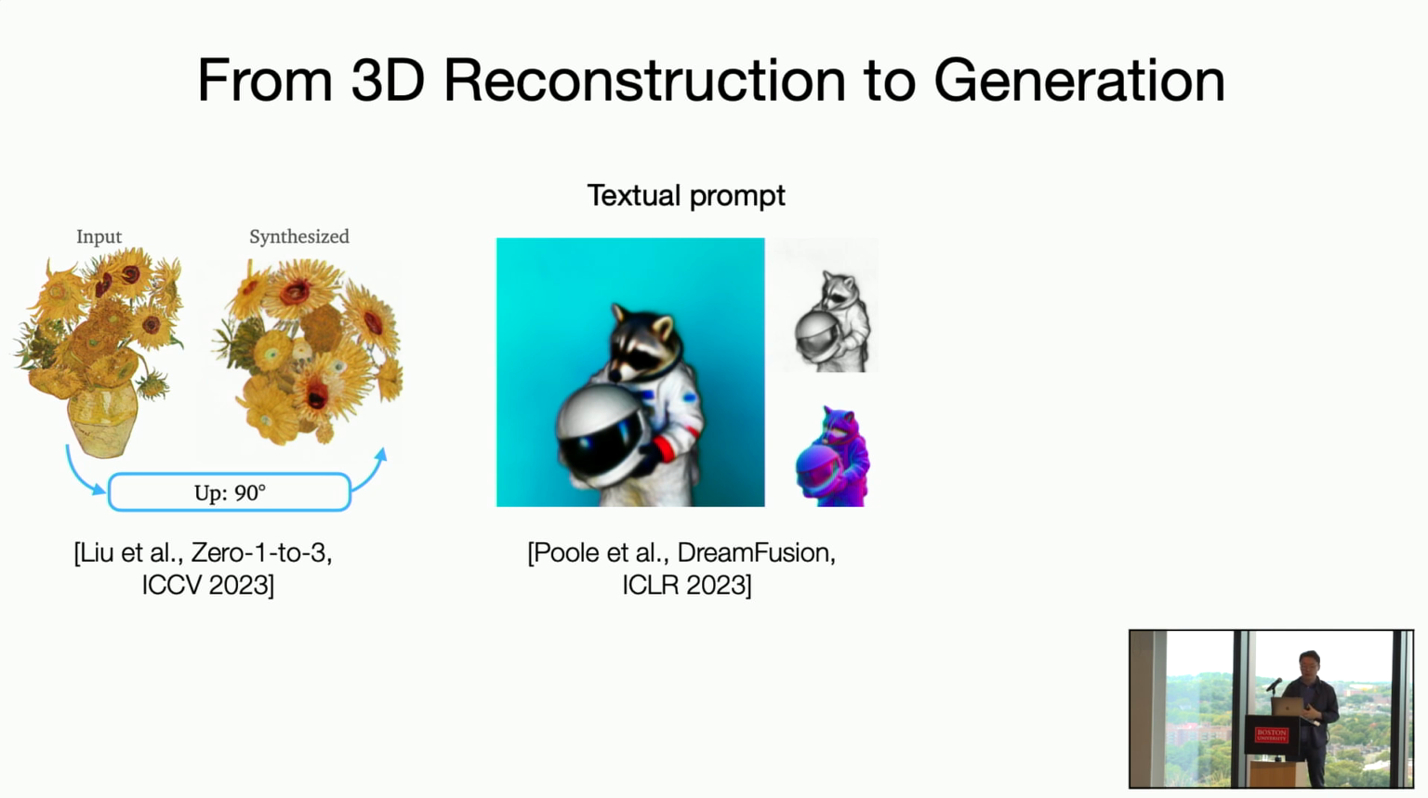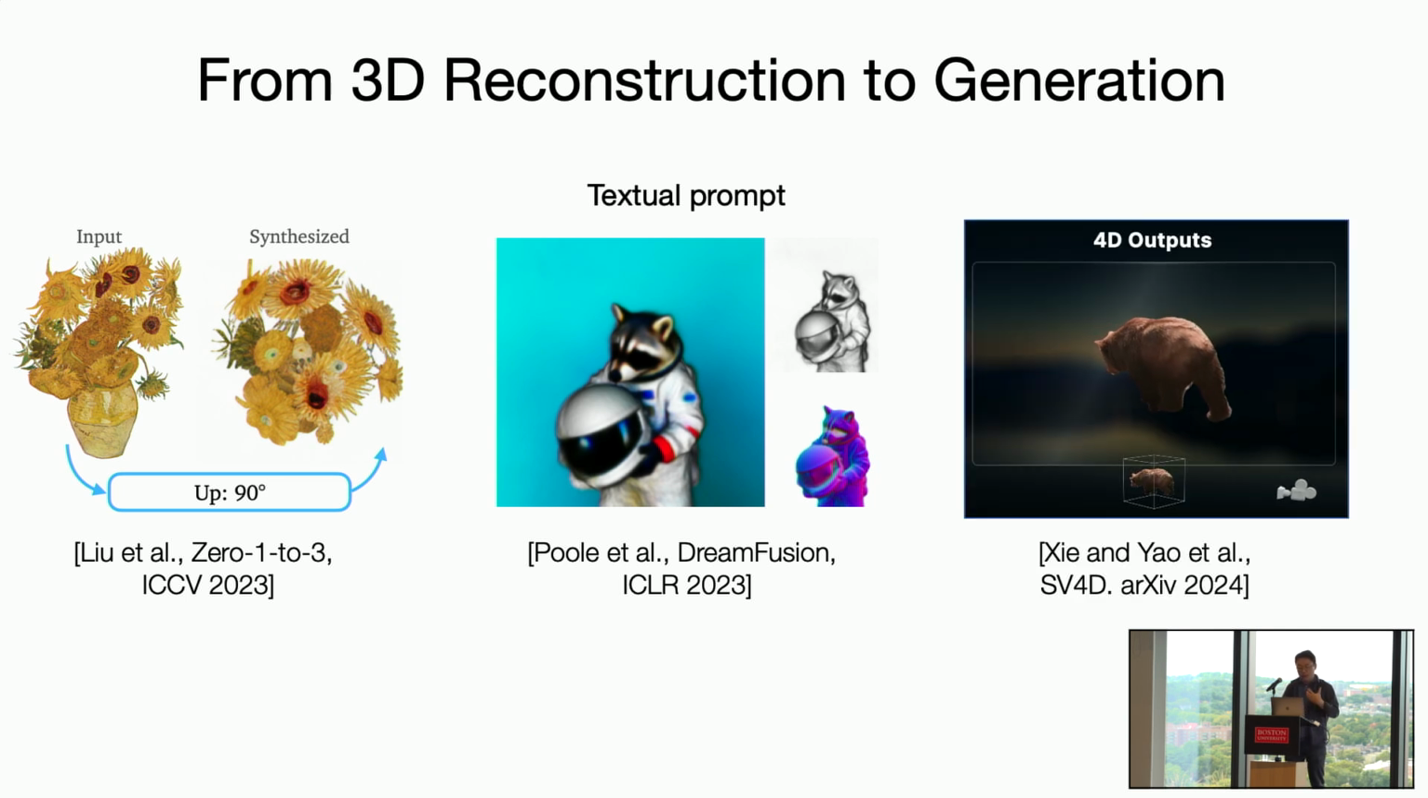So for example, for this one, the prompt may be like a raccoon wearing an astronaut suit, holding a helmet in the hand, right? Something like that. So this kind of stuff does not exist in the physical world, right? It's pure hallucination based. So that's what I'm trying to differentiate from traditional reconstruction to generation, right?